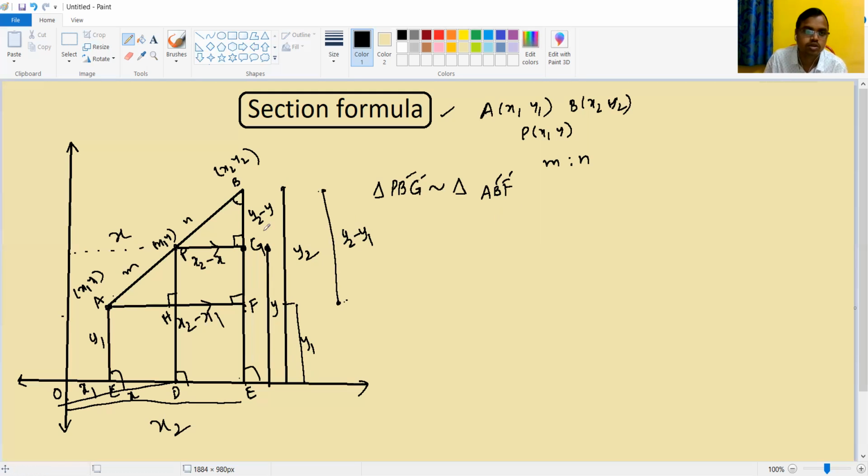Now you check. P divides AB in which ratio? M is to N. Here, AP length is not M and PB length is not N. AP by PB is M by N. AP is to PB is M is to N. Now, triangle PBG is similar to triangle ABF.